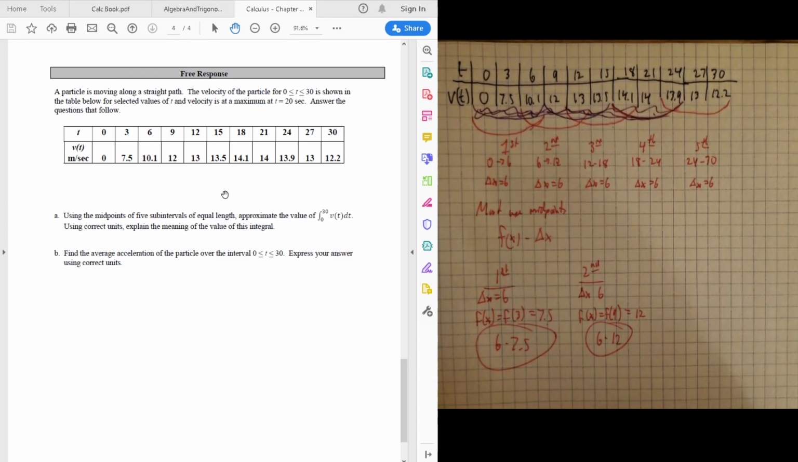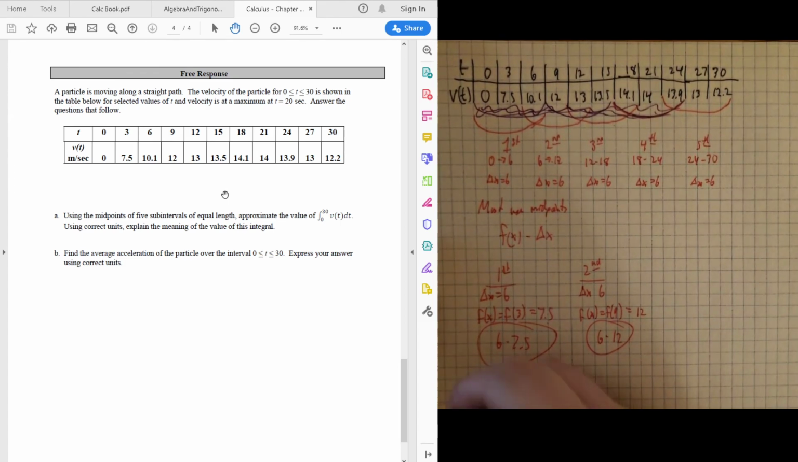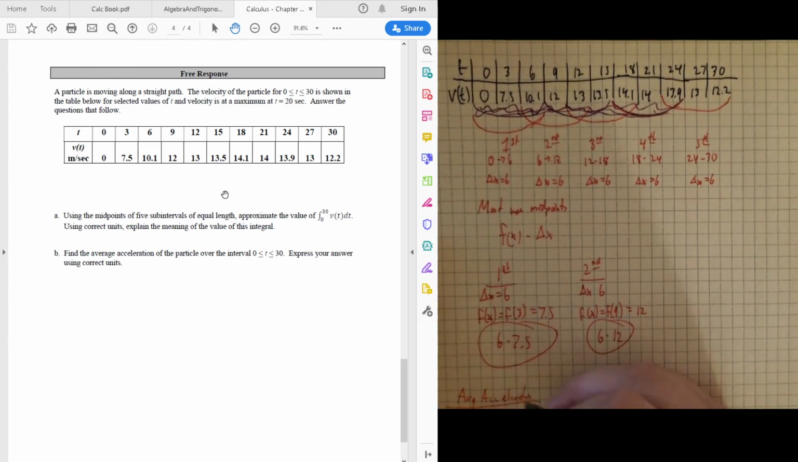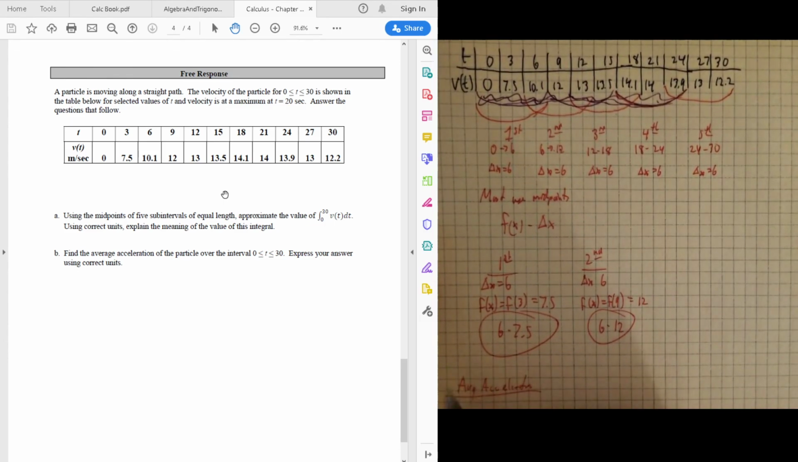And then part B, find the average acceleration. Average acceleration was a formula we had in the book. Make sure to look it up. If you're trying to find an average of any kind, make sure you find that from that piece.